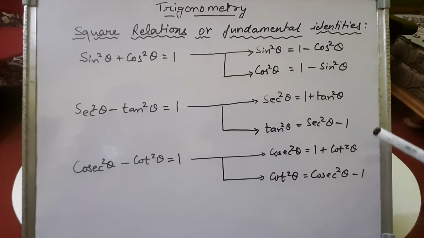Right children? Now there is another identity with cosec and cot. Cosec square theta minus cot square theta equals 1. Now this can be written as cosec square theta equals 1 plus cot square theta, and cot square theta equals cosec square theta minus 1. Right children? Note down please.